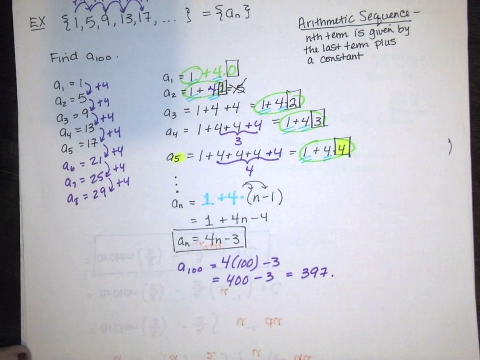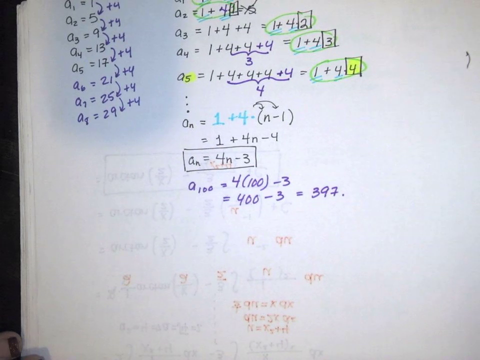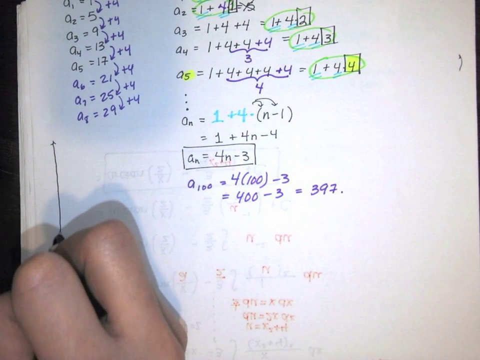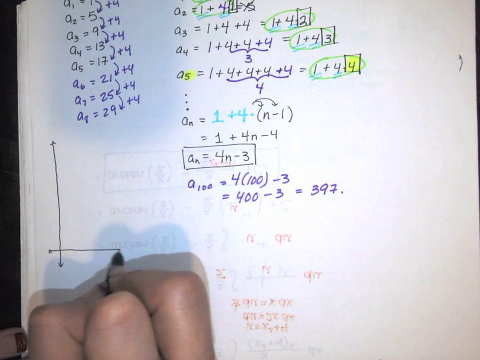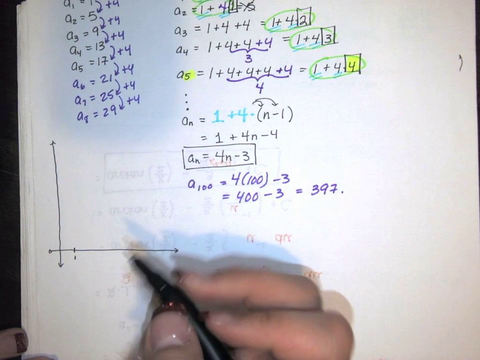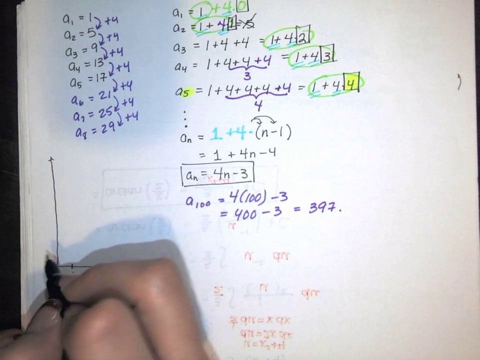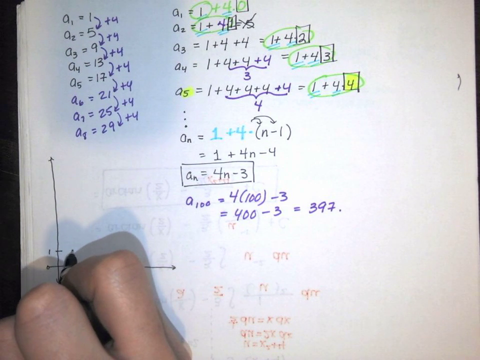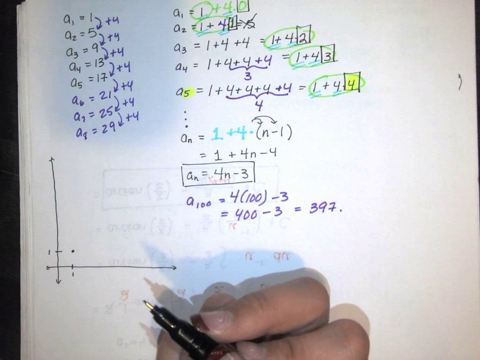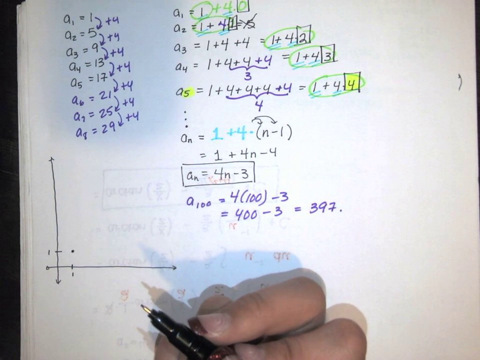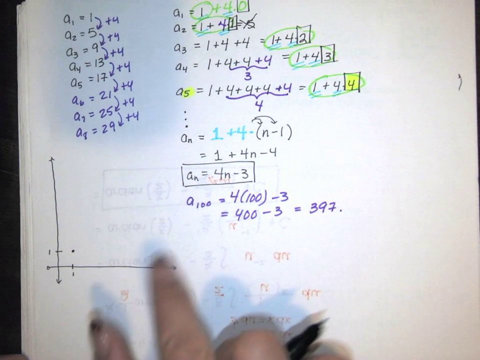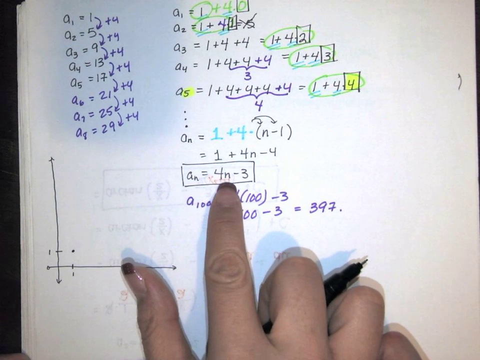Now you might say, oh, that was a lot of pointing and not a lot of drawing, and you're absolutely right. Let me draw something for you. Let's sketch this. When n equals 1, a sub 1 turned out to be 1. Now this is not a linear function, but the points on the graph look like they're a linear function. If I were to draw a line through the points, they would all lie on the same line. They actually would lie on the line y equals 4x minus 3.